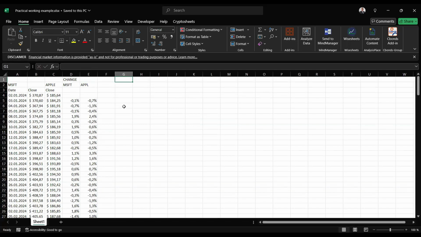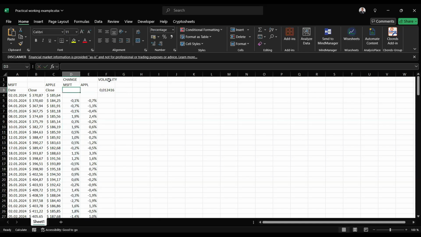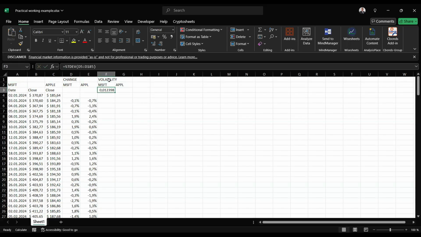The volatility, what is it? Let's calculate it for both equities. Let's consider the first, Microsoft share. I have a predefined function, which is standard deviation. The volatility is usually measured by the standard deviation, and there is the appropriate function in Excel. We can measure it in percent as well.